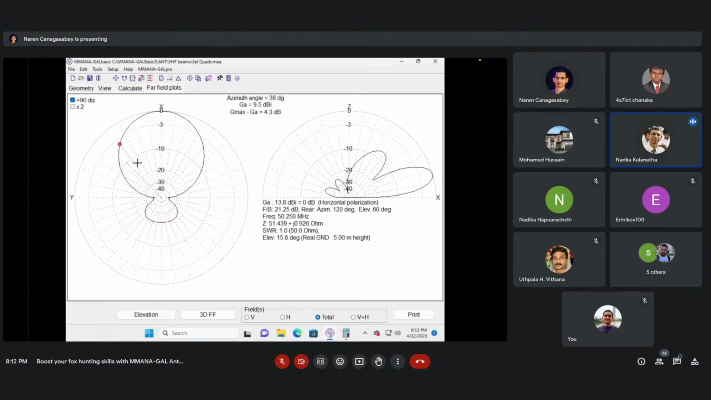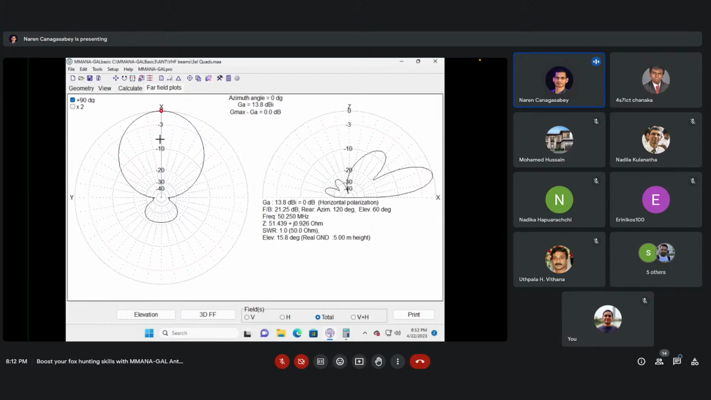I'm just curious, sorry, go ahead. Yeah, please go ahead. Just curious, logistics aside, whether we could do a cubical quad for the fox hunt. Oh, definitely. Right, should try. Definitely. It's actually one of my favorite antennas, especially for HF.